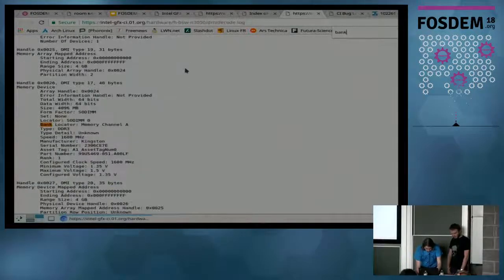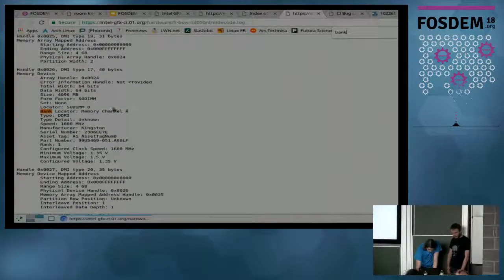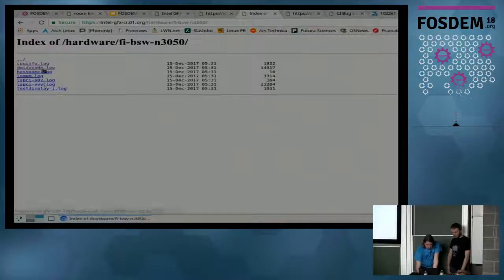Okay. You can see what RAM is available. So this one only has one RAM, and it's in memory channel A. You can see the clock, you can see the voltage, you can see really a lot of things from this. Okay, the hostname IO mem, to see where the BIOS is putting every peripheral in the physical address space, and things like this.